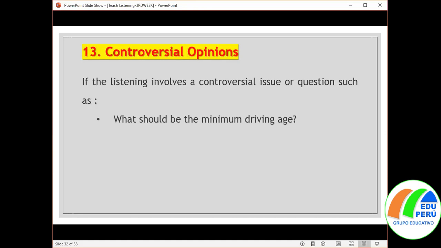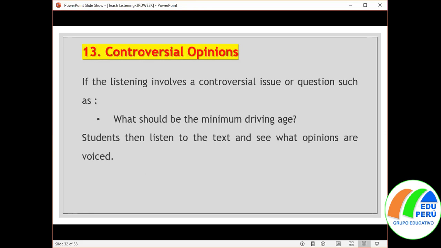So it involves a controversial issue, a controversial question, because some students could have an idea of what age, and the other group has another idea of the age. Some of them say 16, others 18, others 20. So this is controversial. So students then listen to the test and see what opinions are voiced. So they could check their opinions, whether they were right or wrong. So this is the controversial opinion.